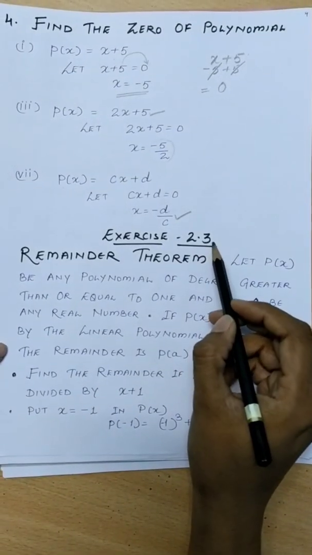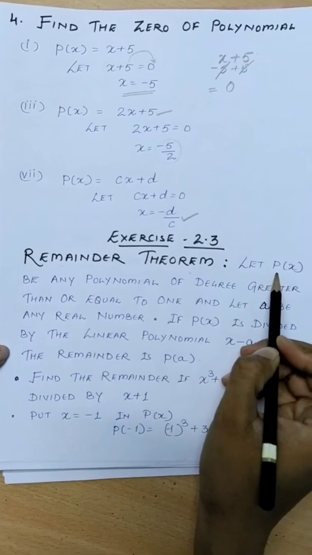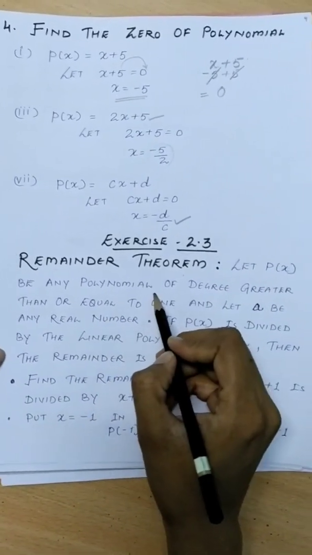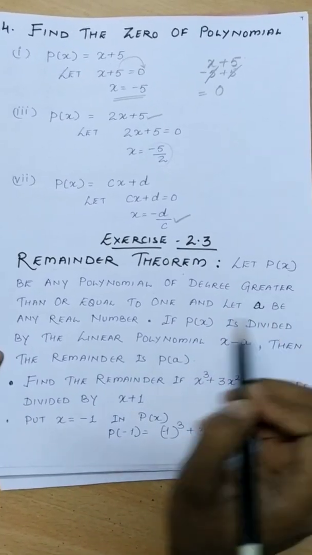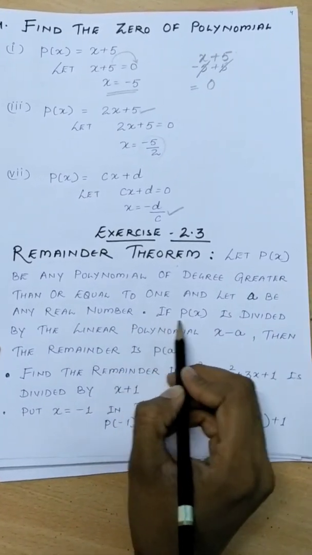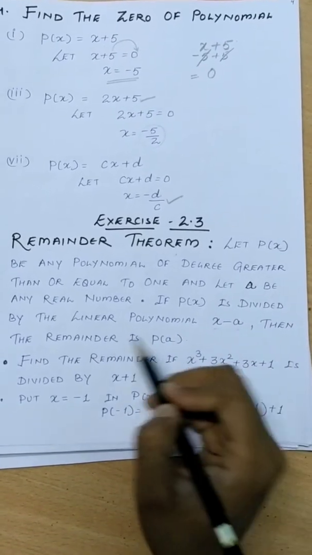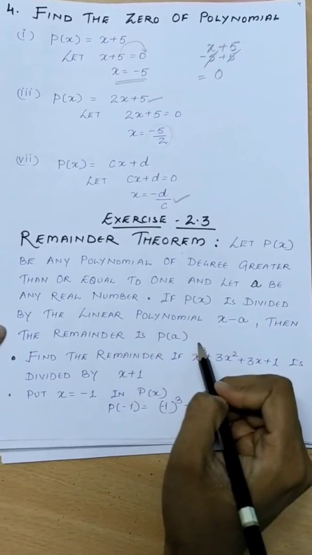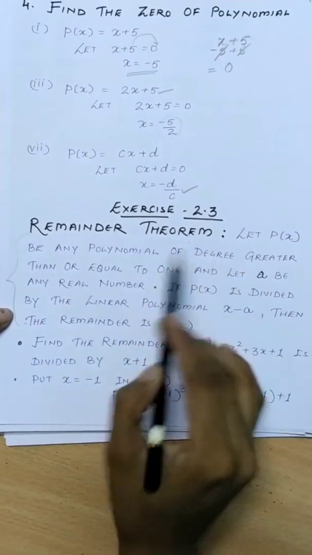Now come to exercise 2.3. The main thing is the remainder theorem here. Let p(x) be any polynomial of degree greater than or equal to 1, and let a be any real number. So if p(x) is divided by the linear polynomial x minus a, then the remainder is p(a). So you have to just learn this, the remainder theorem statement.